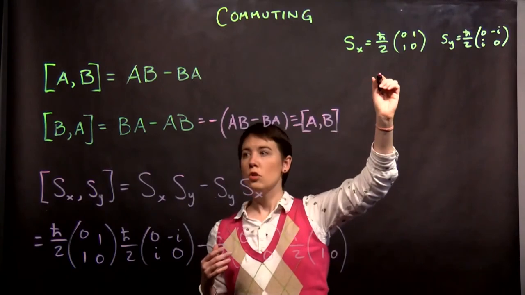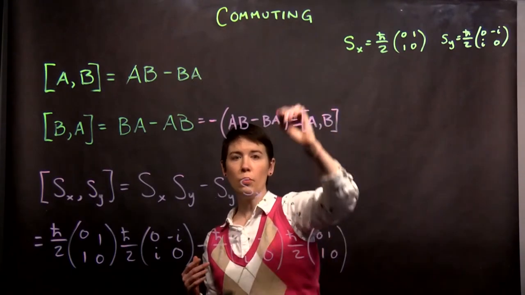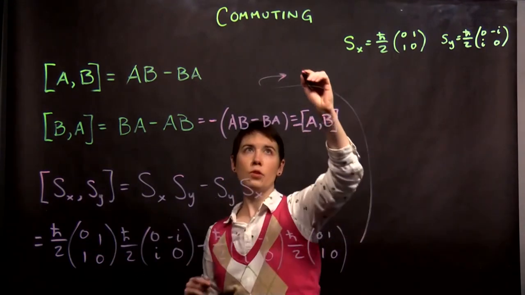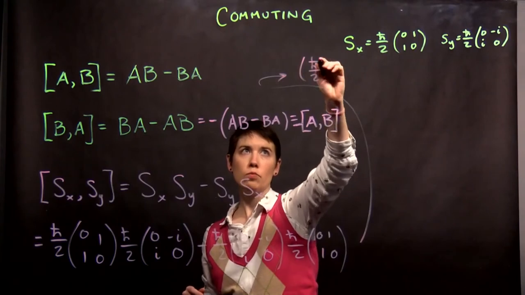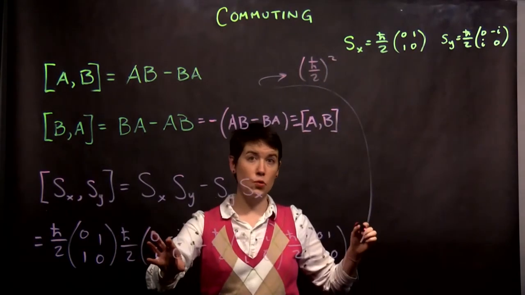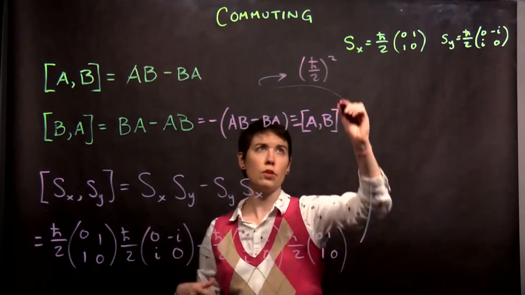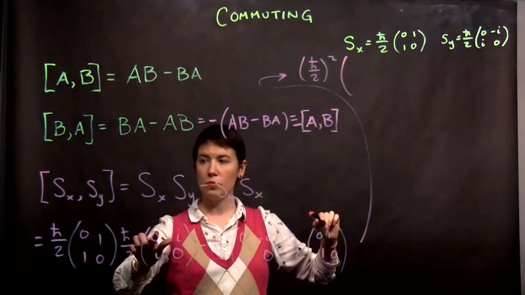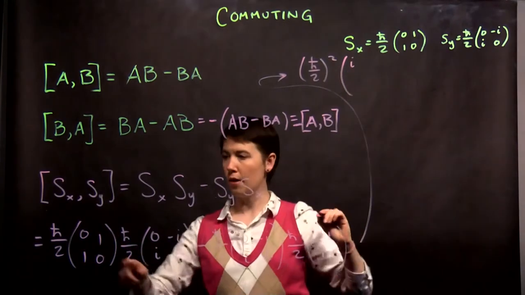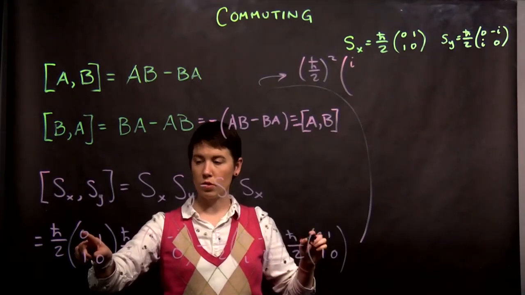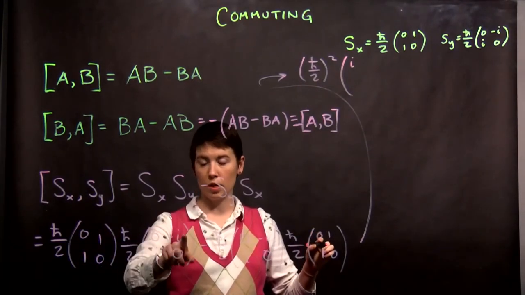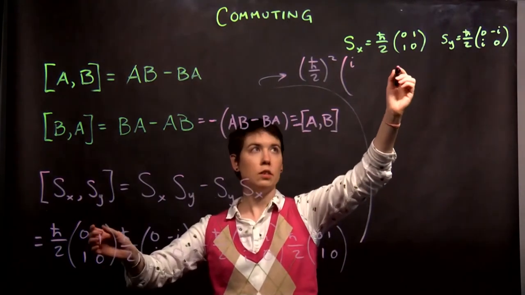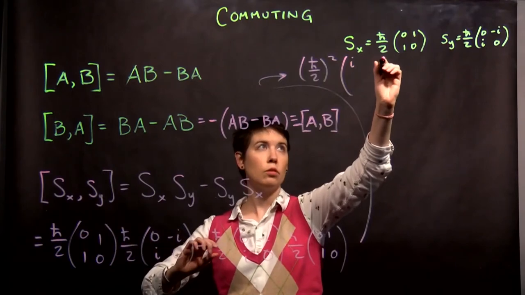Sorry about that. So what we're going to get: notice that I can bring out h bar over 2 squared. And now I'm multiplying these two matrices. Multiplying 2 by 2 matrices will give me a new 2 by 2 matrix. So row times column, 0 times 0, 1 times i is i. And then my next row times column, 0 times negative i is 0, 1 times 0 is 0. So this would be i plus 0, okay? Sorry, i and then 0.